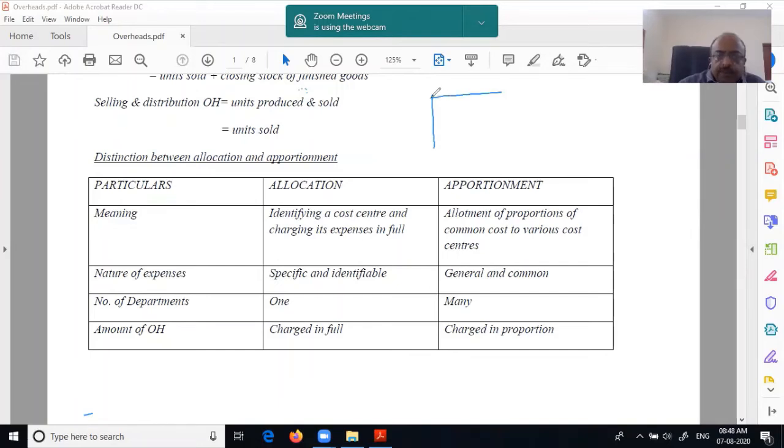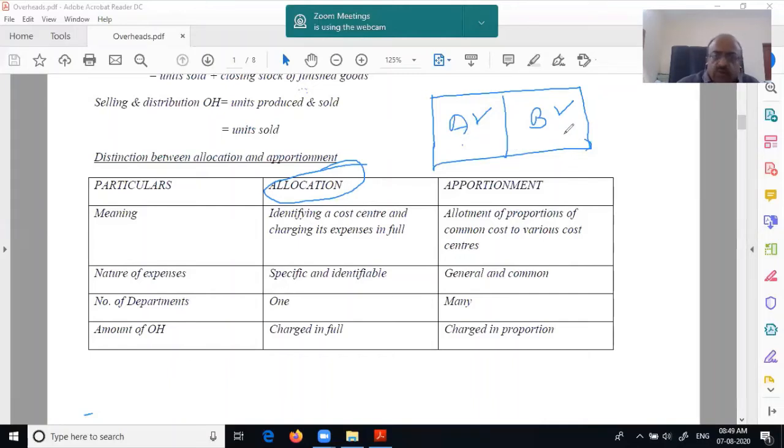Suppose there are 2 departments, A and B. If you are able to specifically say that an overhead cost relates to only this department, and some cost relates to that one, that is called allocation. If some cost you are not able to identify how much is A and how much is B specifically, then that has to be apportioned to A and B in a particular ratio. That is called apportionment. Be careful.